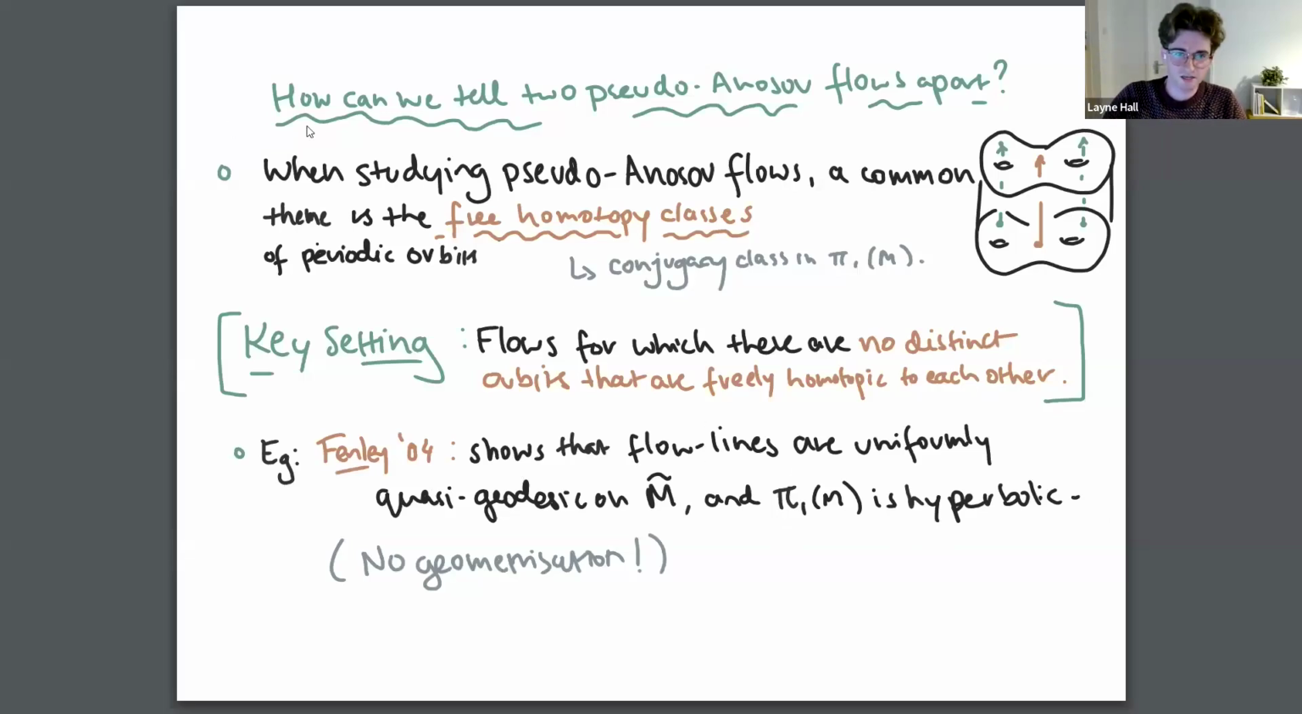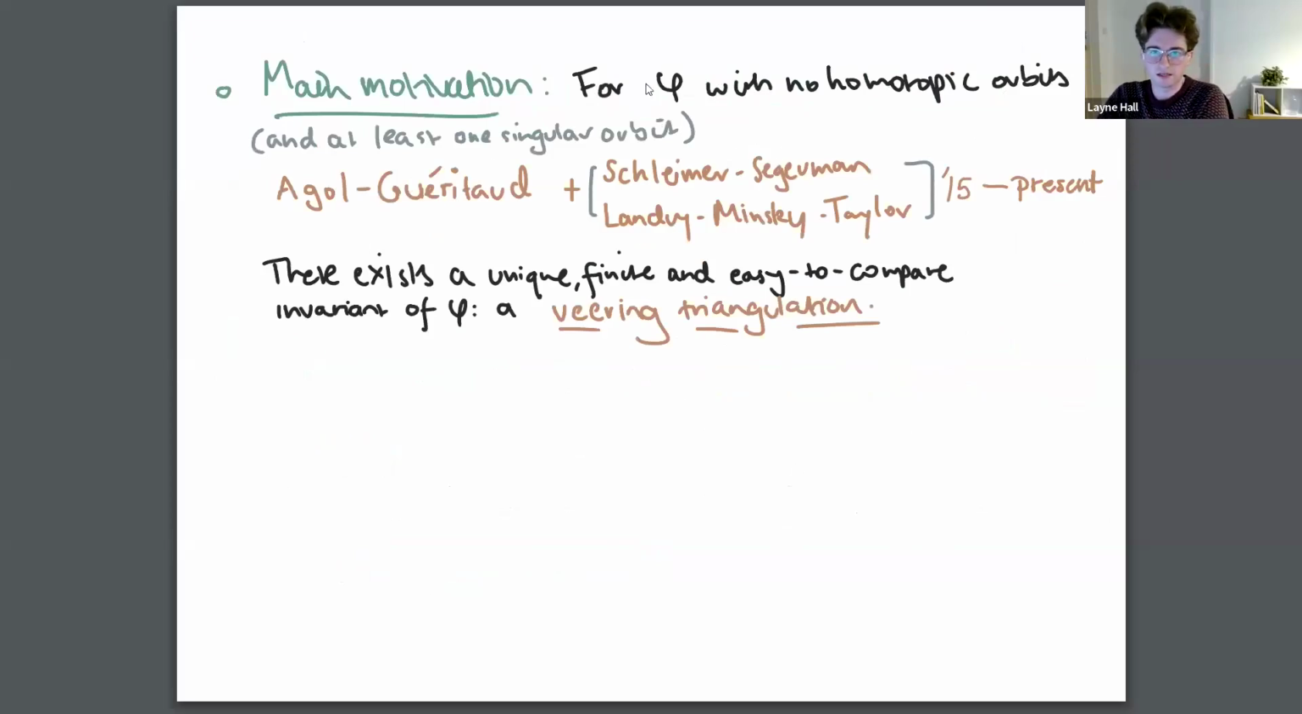Okay, but this is the question we want to solve, right? And it's a question we haven't solved because it's maybe too difficult. But, well, for now, we'll see if somebody can. But in this setting, it's a bit more tractable. And the reason why, so let's say we're in this setting, phi with no homotopic orbits, and we'll add an additional assumption that there's at least one singular orbit. This seems pretty innocuous, but it's kind of not.